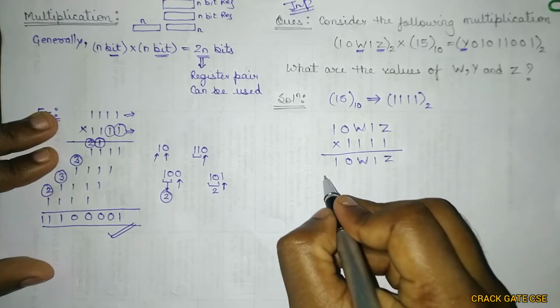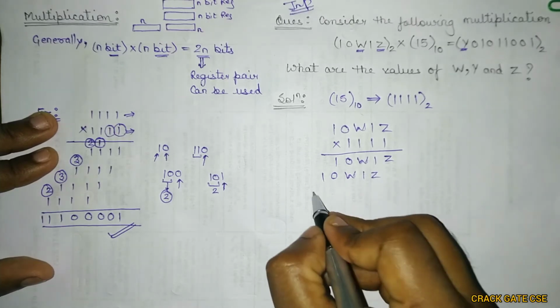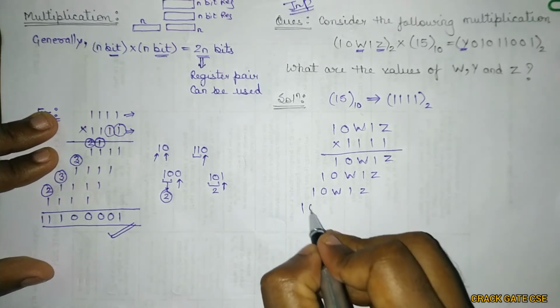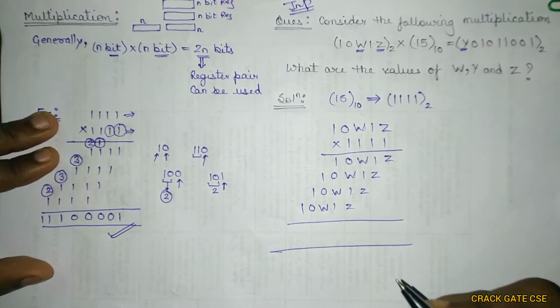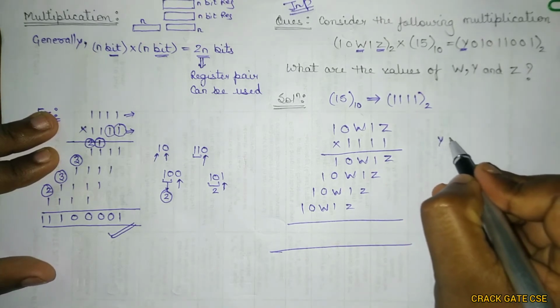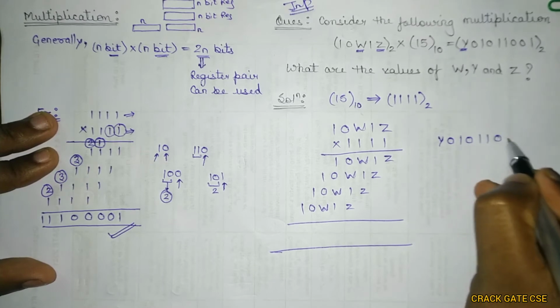Similarly for this one it will be 1 0 w 1 z, 1 0 w 1 z, 1 0 w 1 z, right? Now we have to add. Let me write down this solution as well. So this is given as y 0 1 0 1 1 0 0 1.